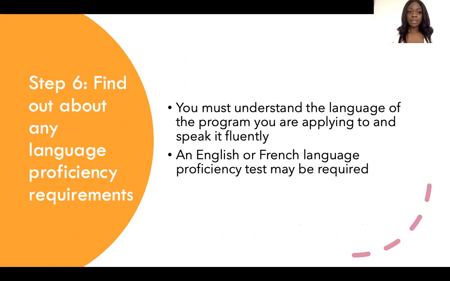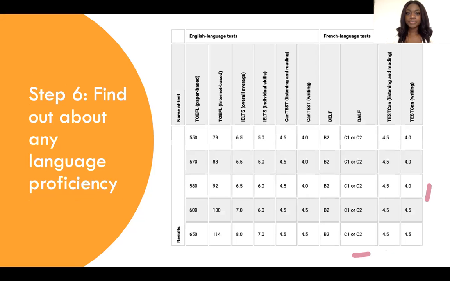The next step would be to find out about any language proficiency requirements. You must understand the language of the program that you're applying to and speak it fluently. Sometimes an English or French language proficiency test may be required. I know that coming from Ghana, they don't require you to take an English proficiency test. I'm not 100% sure about Nigeria, but you would have to look that up and see if that's needed in your application as well.